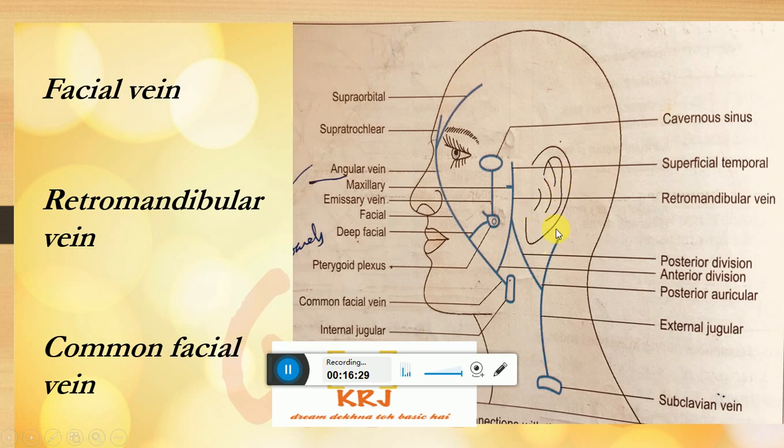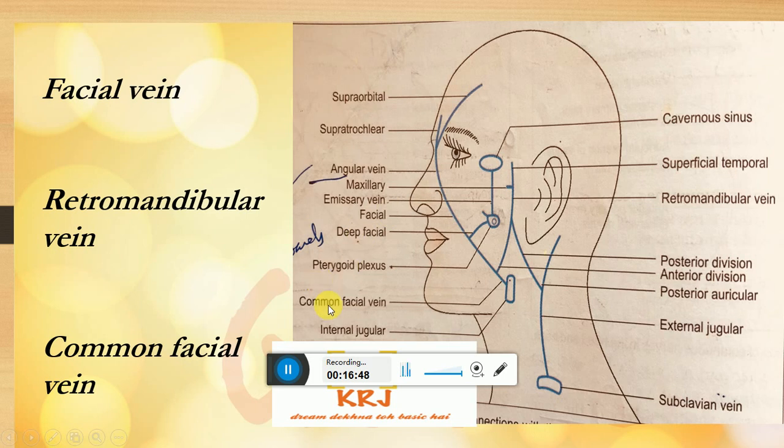Okay, behind this ear, this is the posterior auricular. This is the posterior division of the retromandibular vein. These two uniting give you the external jugular vein, which ends in the subclavian vein. Done, three veins are done: facial vein, retromandibular vein and the subclavian vein.